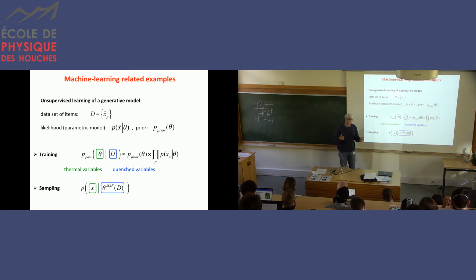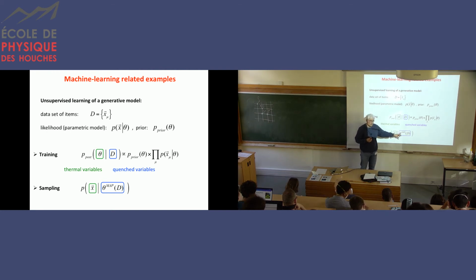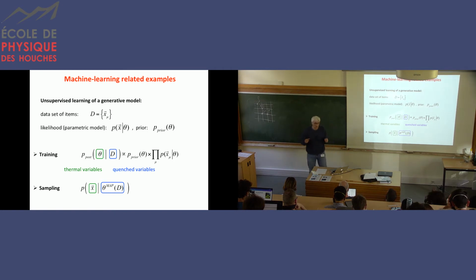Then you use your model to generate new data points, which can be very useful in some applications. What you will do is consider the probability of x given, for instance, theta MAP, which is the maximum a posteriori estimator of theta. And this is the quench variable now. It depends in a very complicated way on the data, but it's quenched. It doesn't change anymore when you do sampling. And your thermal variable is x. So depending on what you are doing, the variables don't play the same role. I'm going quite fast here, but I think these are not very complicated notions. It's just to refresh a few definitions.